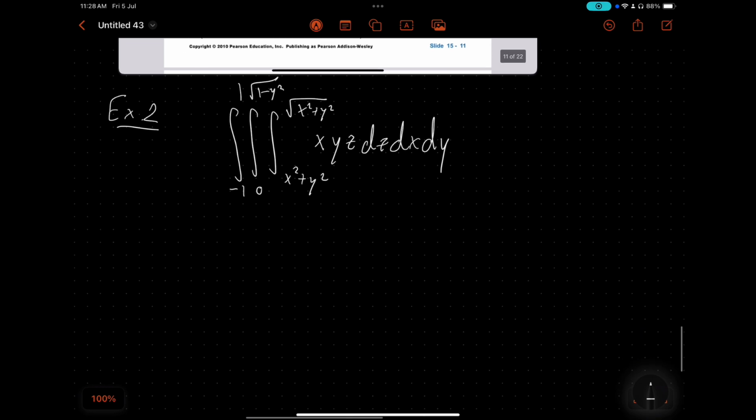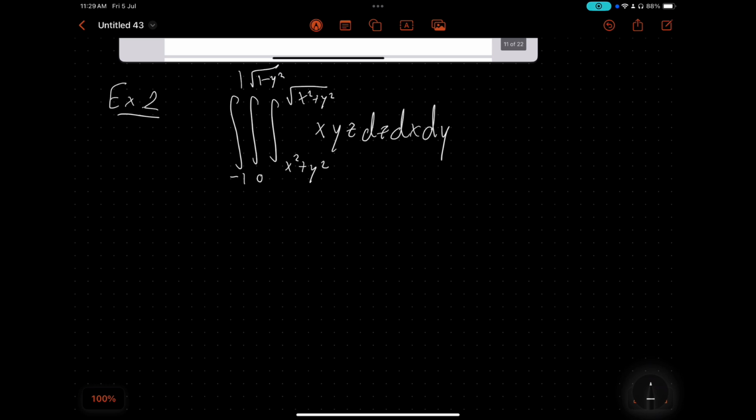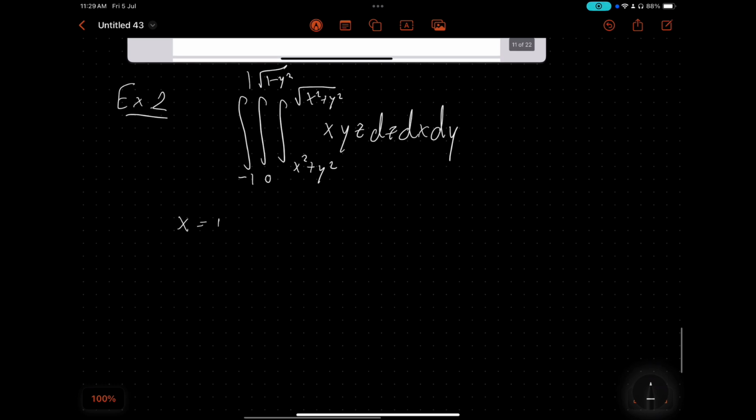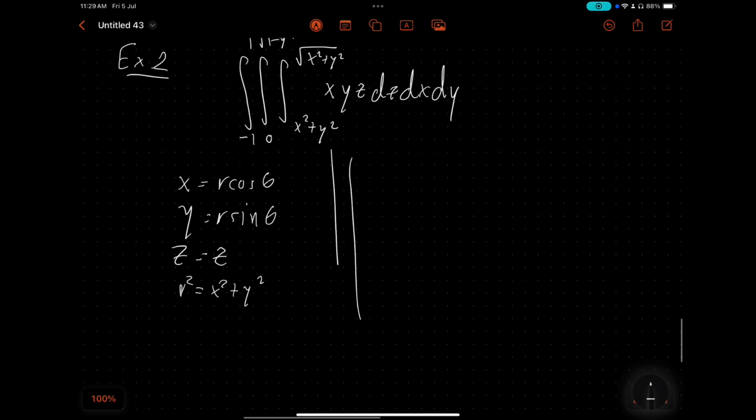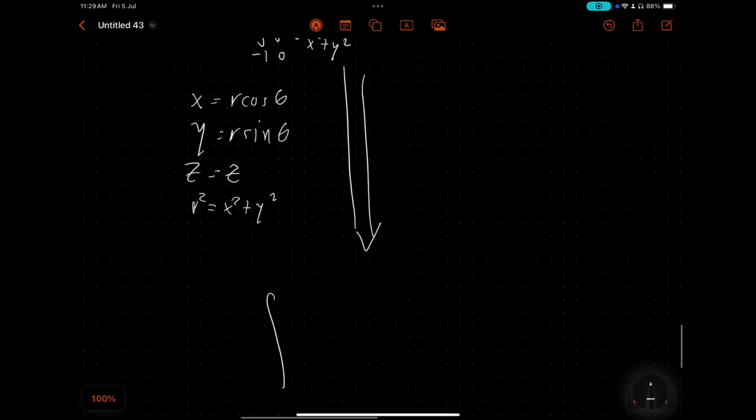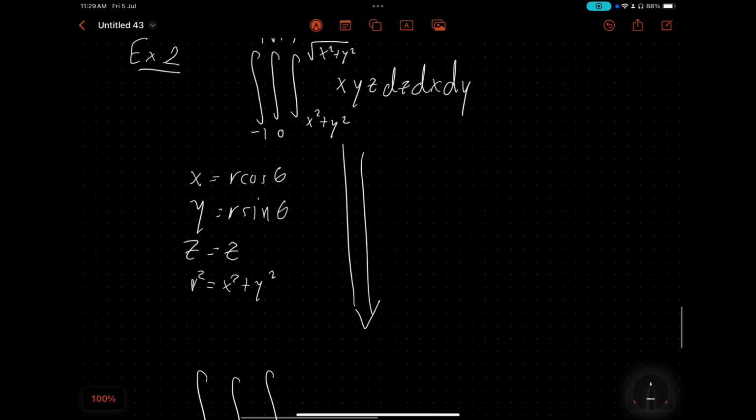Should not be hard. Okay, so first we know that x equals r cosine theta, y equals r sine theta, and z is z. Now we can use that. We also know r squared equals x squared plus y squared. Now here, let's just do the integral, and then we do the boundaries.